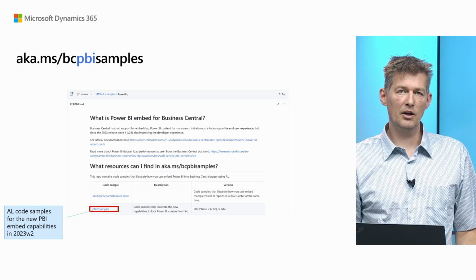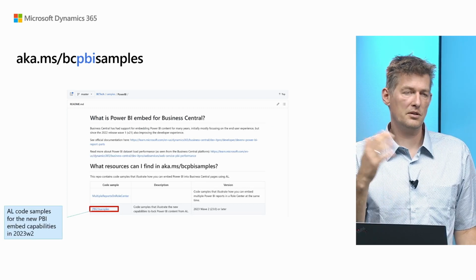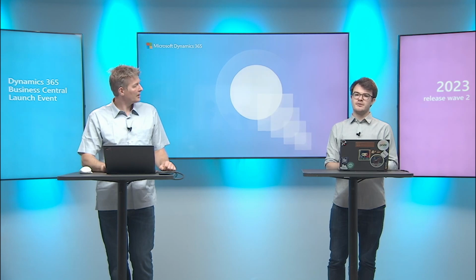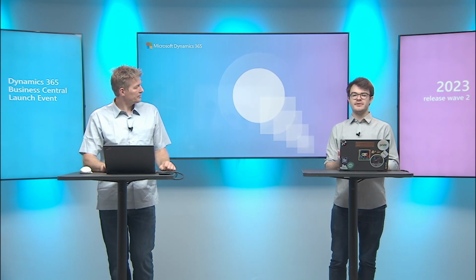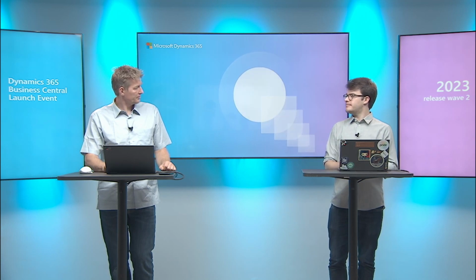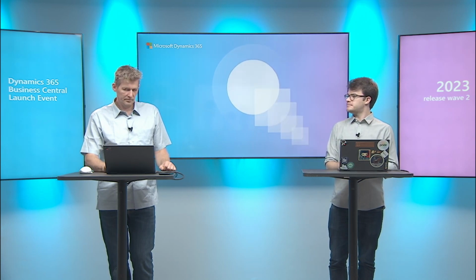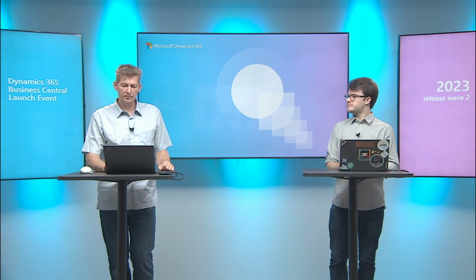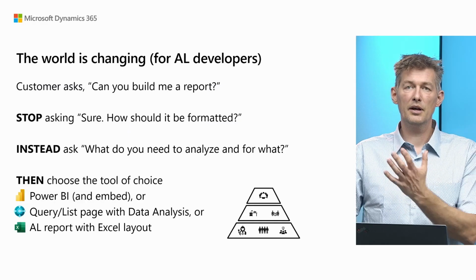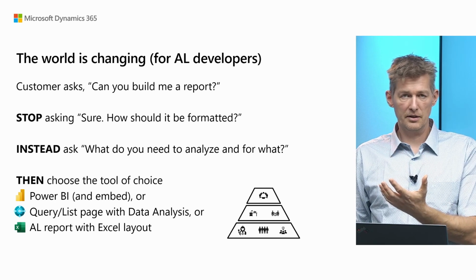And that's available with code samples that you can just take down and start using tomorrow. And they should be quite clearly commented. In case you don't remember exactly what a parameter does, you should find the code comment in the source code. So, to conclude, the world is changing for AL developers in the context of analytics.